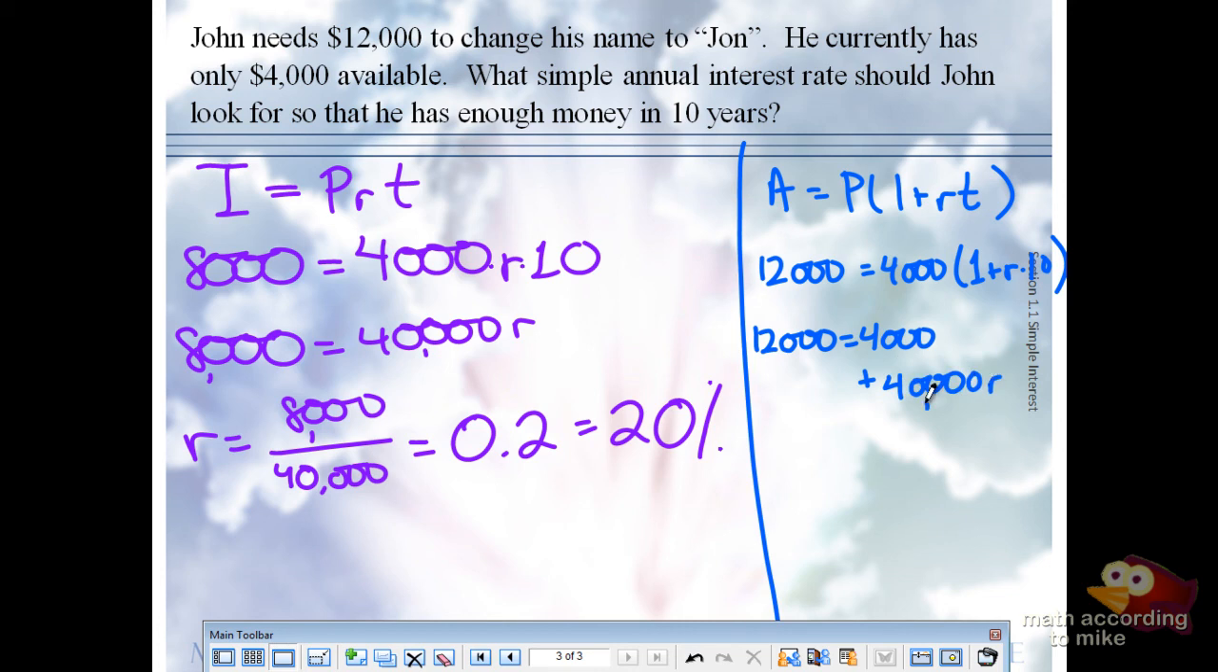To solve for R, the next thing we would do is subtract 4 grand from both sides. Well, if we subtracted 4,000 from both sides, that puts us at this line here. And then you would just continue from there. So it does not matter which one you use. Pick your favorite. Just make sure you understand I is the interest earned or charged. R is the interest rate. T is what you start with. A, for right now, is what you end with.